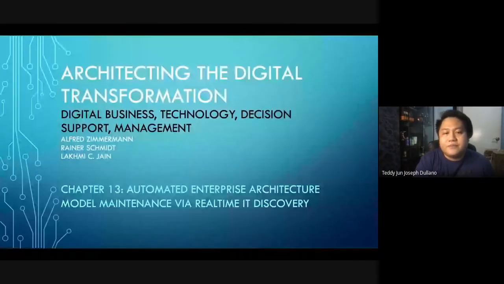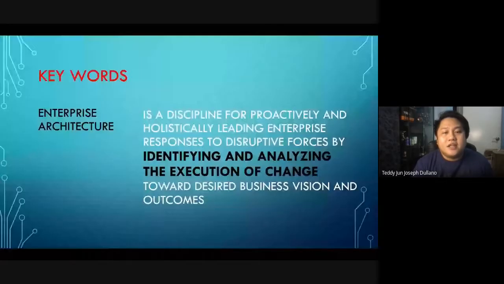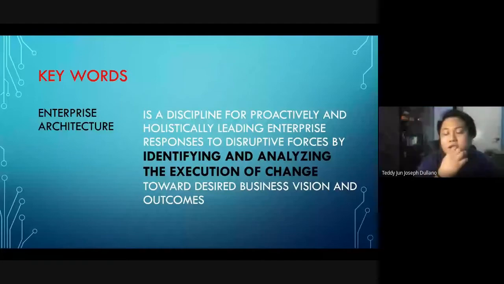So what are these terms? Enterprise architecture is basically a way for us to proactively and holistically respond to the different business drivers or impacts in your organization. Basically, it looks at your IT structure or your organization to identify how you'd be able to address this change in order for it to be aligned with your business vision or goal. So the process of architecture is to identify and analyze that for you.